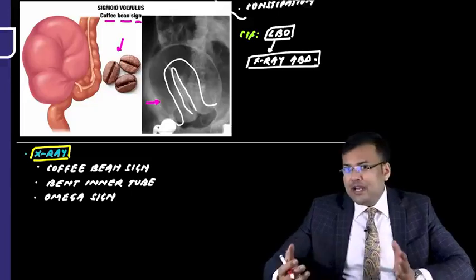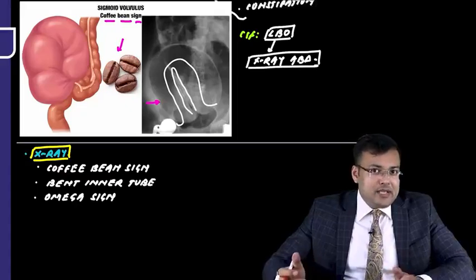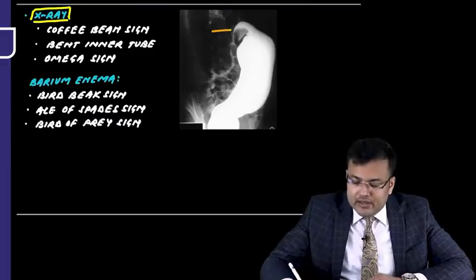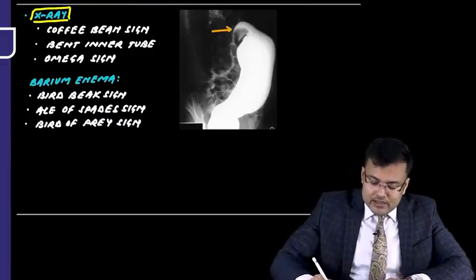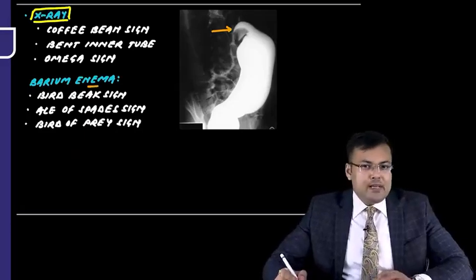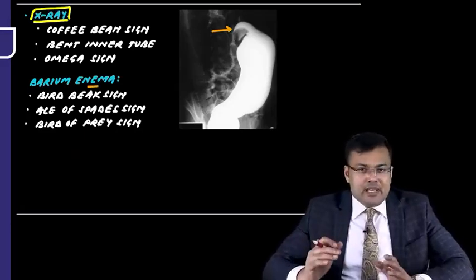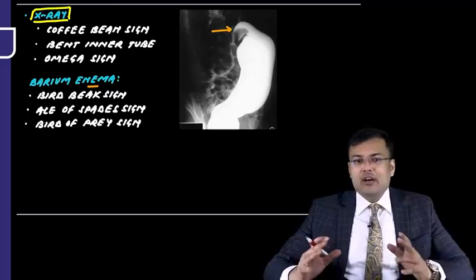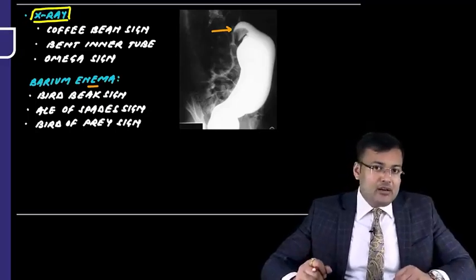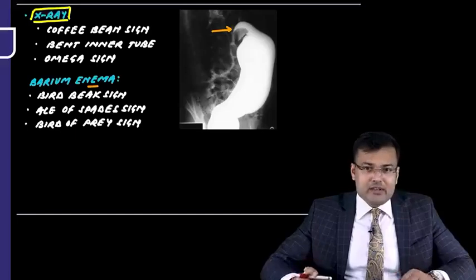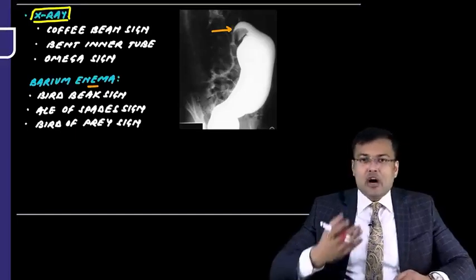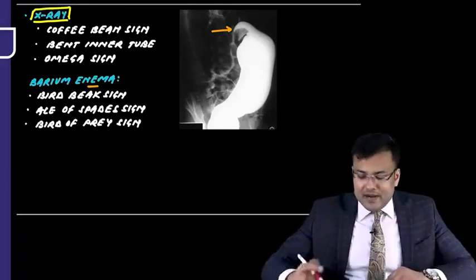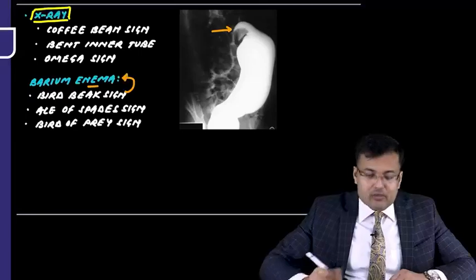Whenever we are going to perform barium enema, there are other signs like bird beak sign, ace of spade sign, and bird of prey sign. So here you can see this is bird beak sign. There are other signs which are seen on barium enema, ace of spade sign, bird of prey sign. We discussed bird beak sign on barium swallow. It is seen in achalasia cardia, and bird beak sign on barium enema is seen in sigmoid volvulus.